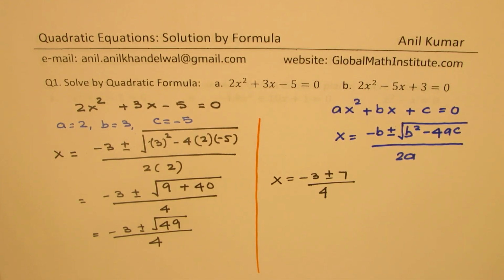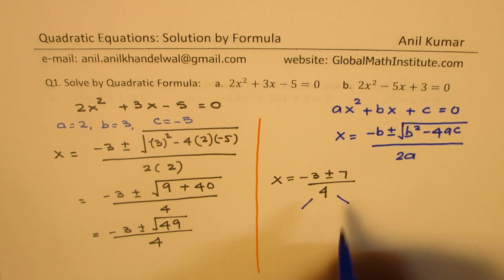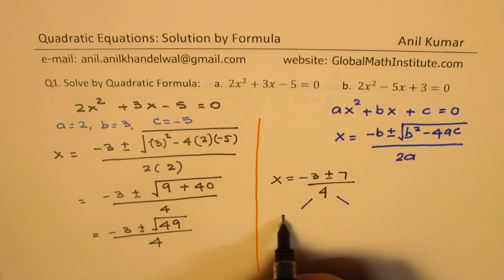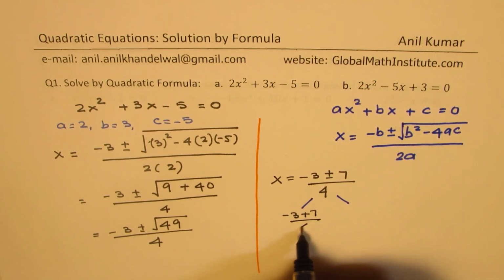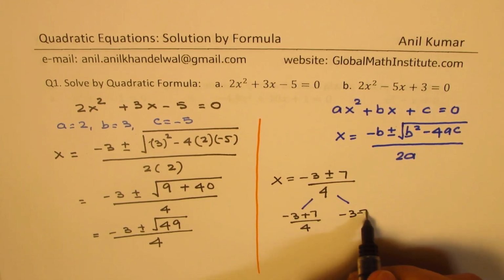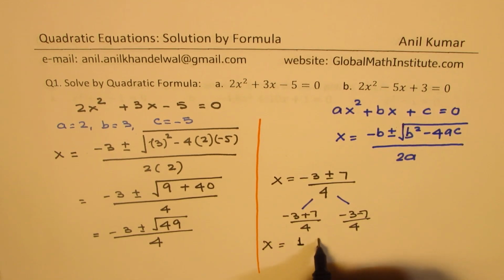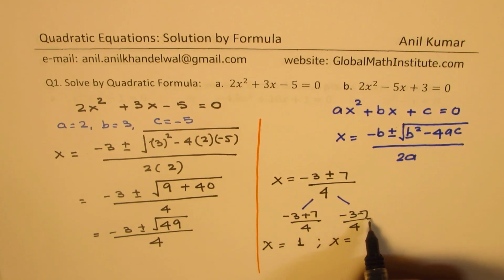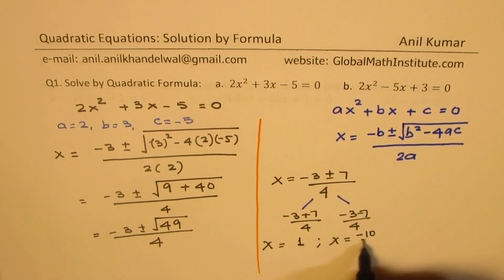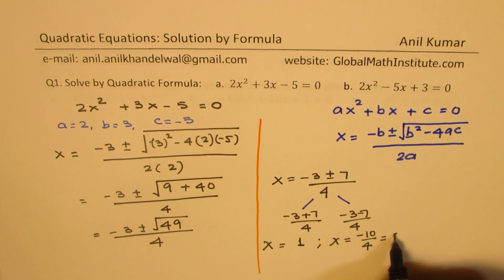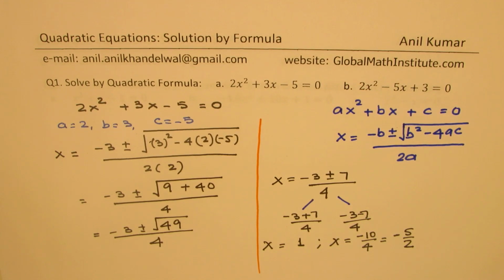So we have 2 solutions for x. One is minus 3 plus 7 by 4. The other one is minus 3 minus 7 by 4, right? So we have x equal to 4 over 4, which is 1. And here we have x equals to minus 10 over 4, which you can write as minus 5 over 2. Right? So these are the 2 solutions for the given equation. I hope the steps are absolutely clear.